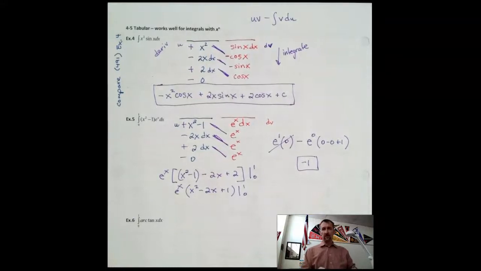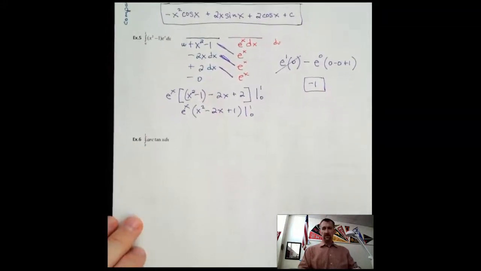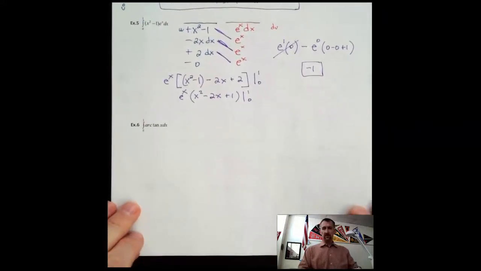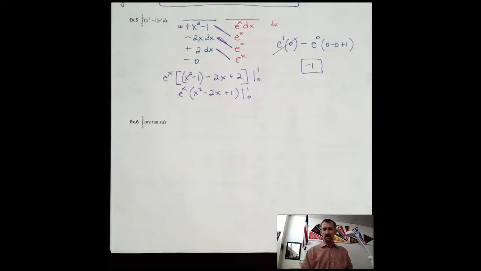Alright, so there were 2 of those, 4 and 5, tabular, which leaves us with 1 left in today's notes, and that is going to be an arctangent or inverse tangent. So let's think about what we could do with that. See if you have any ideas. You could pause and think.